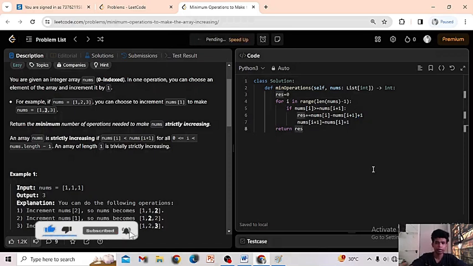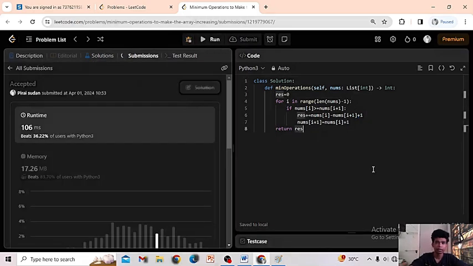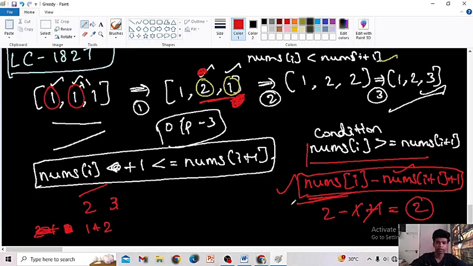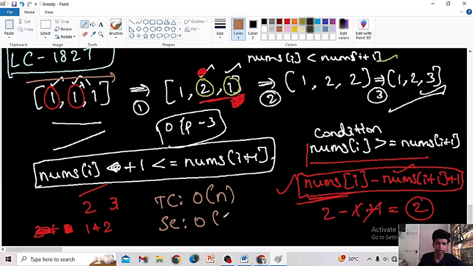So talking about time complexity and space complexity, what's the time complexity and space complexity? Here, the time complexity is O of n. Why? Because we are traversing this array only one time. So it is O of n. What is the space complexity? We are not using any auxiliary space. So the space complexity is constant. So this is the approach and code of the problem.